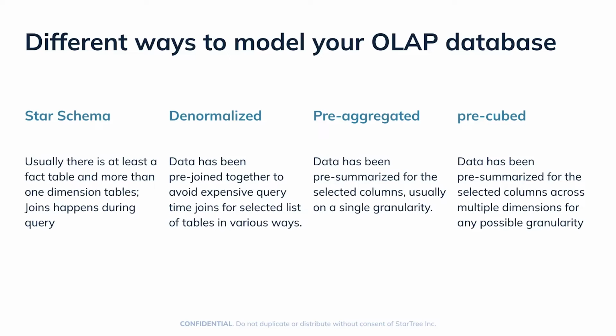So one step further is denormalization, right? You can pre-join the tables to avoid these expensive query time joins. For example, you have a transactional table, item tables, merchant tables, and user tables. You can basically create pre-joined tables: transaction and item, transaction and users, and transaction and merchants.